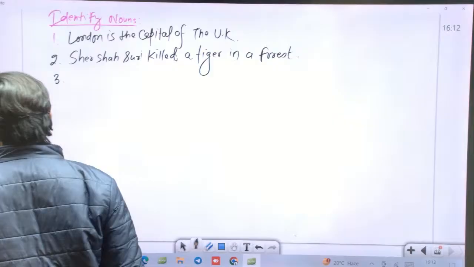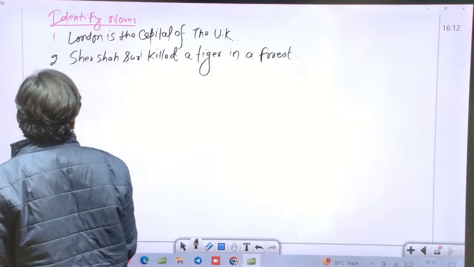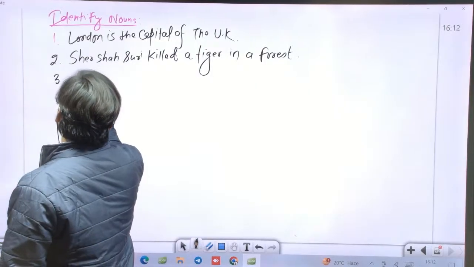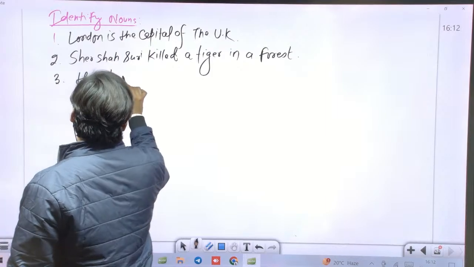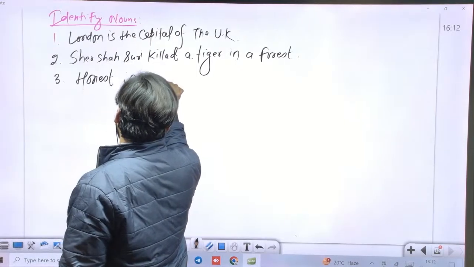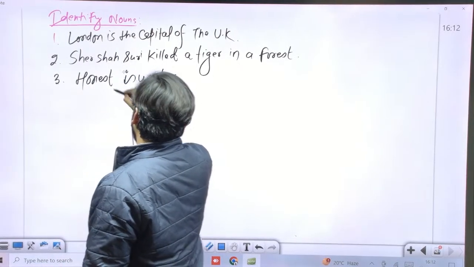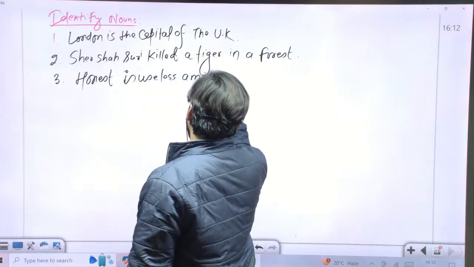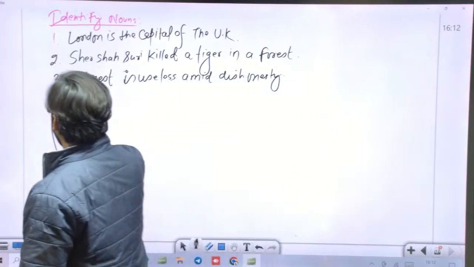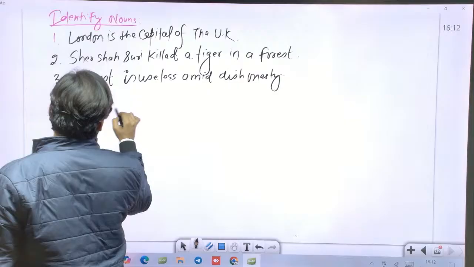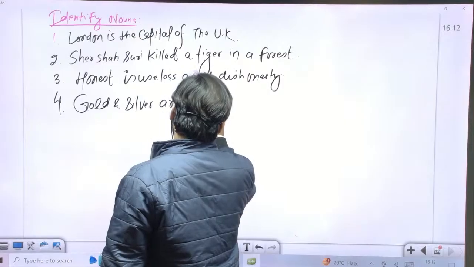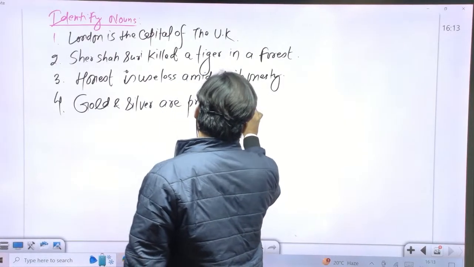Question number three is: Honesty is useless amid dishonesty. Question number four is: Gold and silver are precious metals.